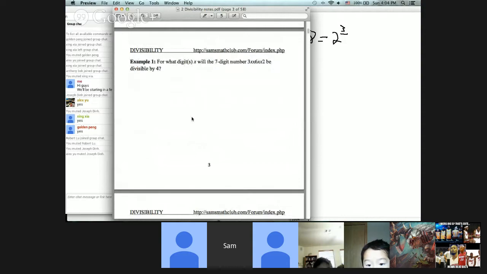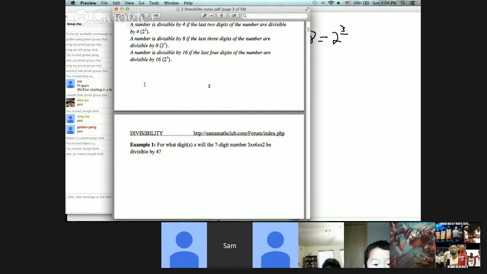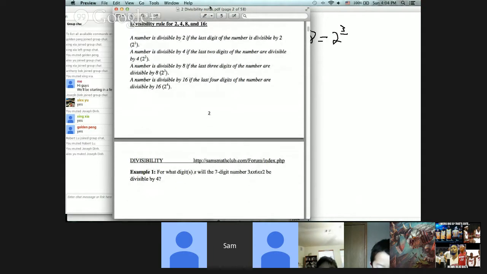So you guys try this example. For which digits x will the 7-digit number be divisible by 4? I'll keep the divisibility rules up here, so see if you can answer right here in this chat, keeping this into account.